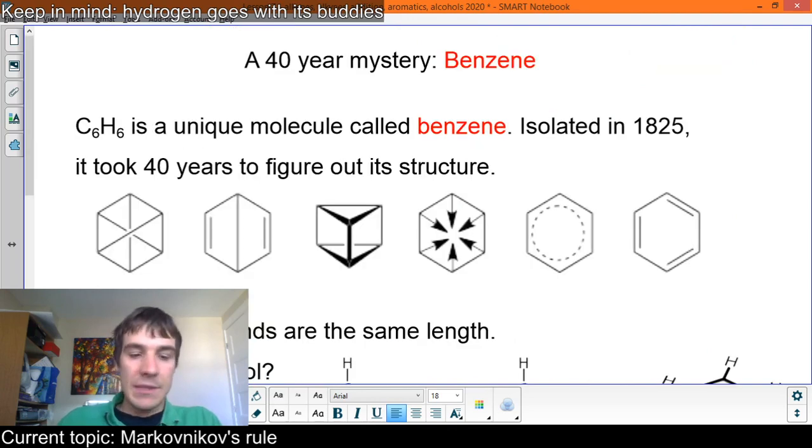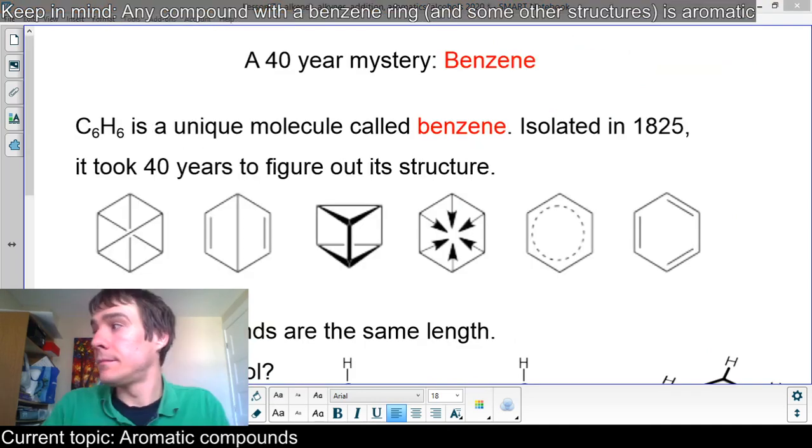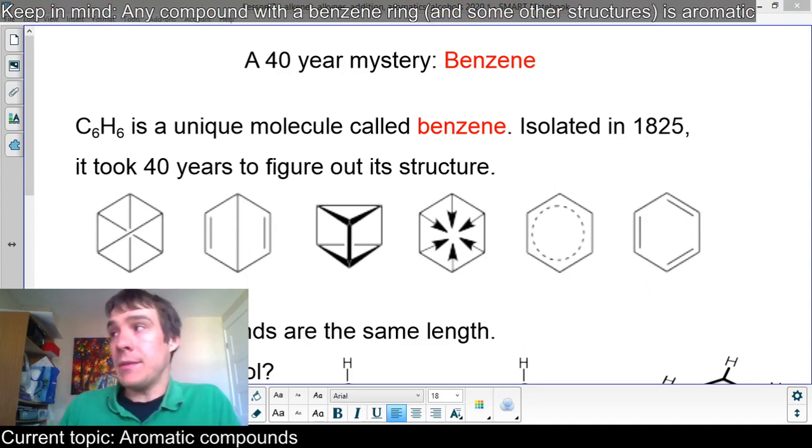Right. Next up is aromatics. We're going to talk about aromatics. Aromatic compounds are generally compounds that contain this structure called benzene, C6H6. We knew it existed as far back as 1825, but it took 40 years to figure out the structure because it was just this really weird structure. Here's a few of the weird concepts people had until eventually Kekulé worked it out. And it worked out to be 3 double bonds in a hexagon with this repeating pattern of double bond, single bond, double bond, single bond, double bond, single bond.